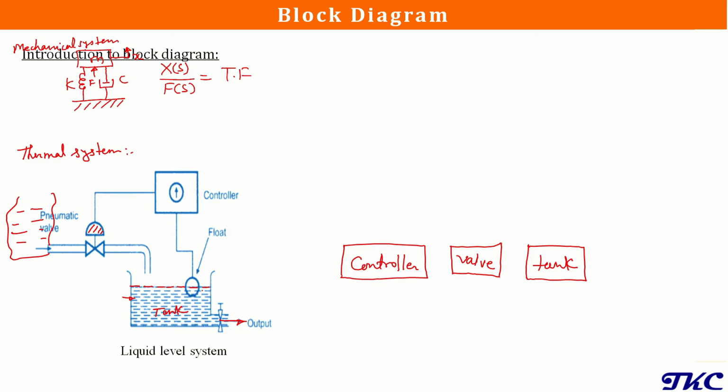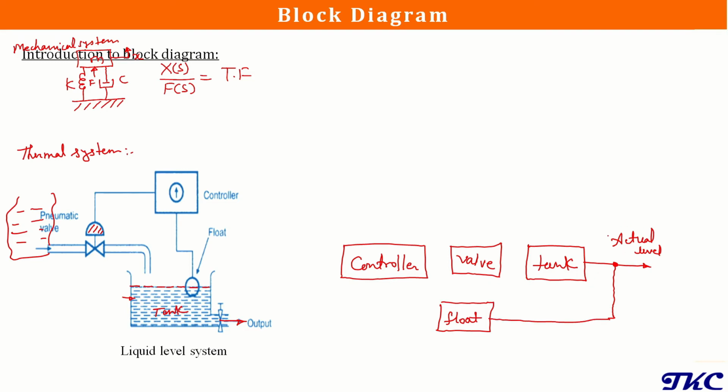So here for this control system, we will be having an output of this tank, that will be your actual level that you desire in this tank, and that will be sensed by this float. So float is going to act as a sensor. So this signal we can connect here.